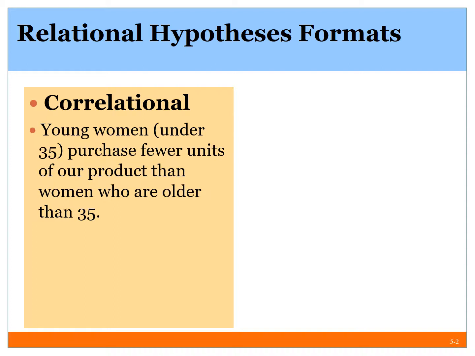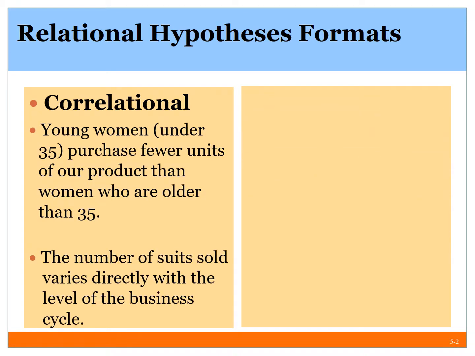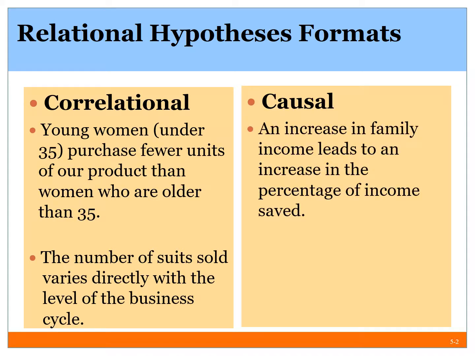Another example might be that young women under the age of 35 purchase fewer units of our product than women who are older than 35. That doesn't mean that their age caused them to buy or to not buy. It just means there's a relationship. The number of suits sold varies directly with the level of business cycle. Again, just a relationship. This is a little bit different than a causal relationship.